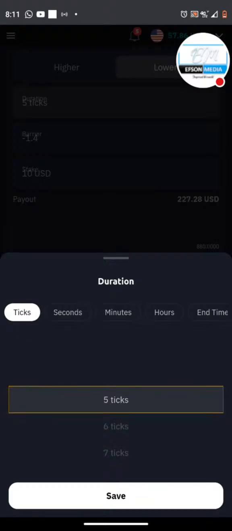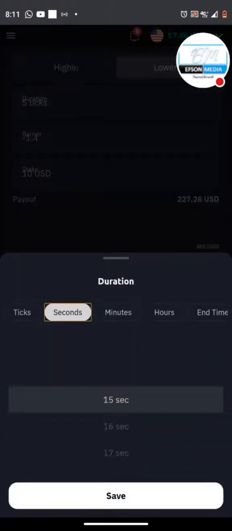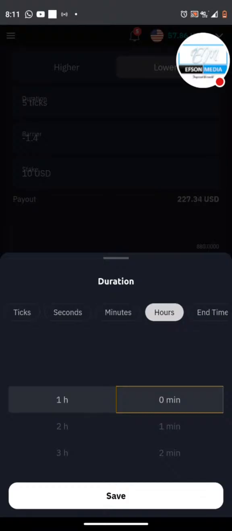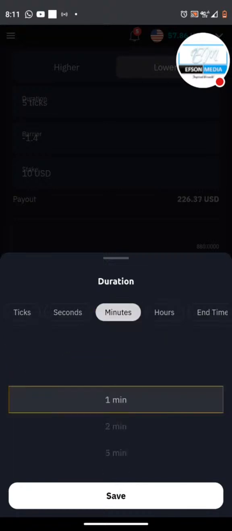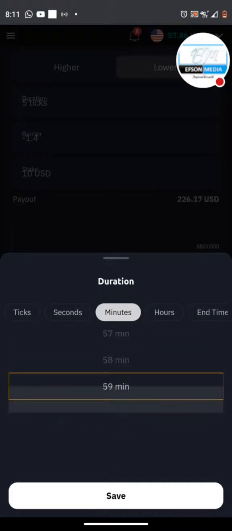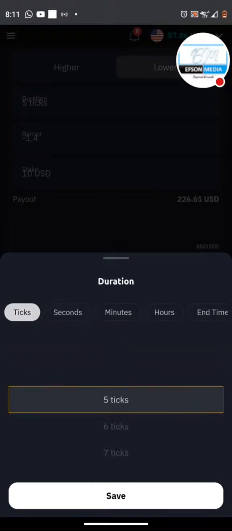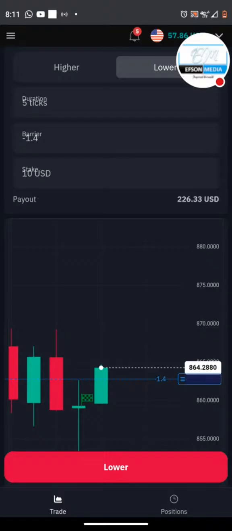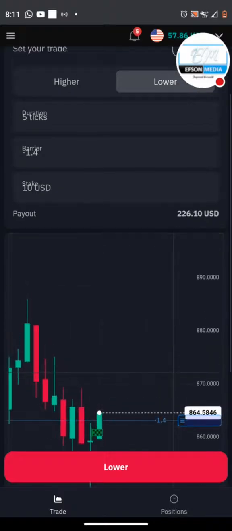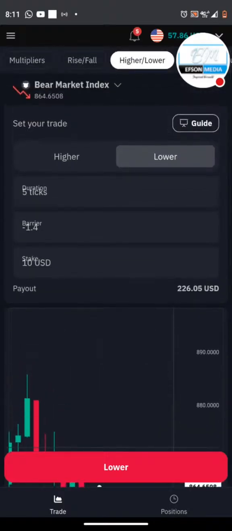Remember, you use the ticks. You have so many options. You have the seconds, time. Depending on the time you choose, you have as high as 24 hours. You have minutes to as high as 59 minutes. You have seconds too. Yes, but I'm using the ticks. It's very quick. You get in, you get out. Everybody has his own strategy, so just pick the strategy that works for you.